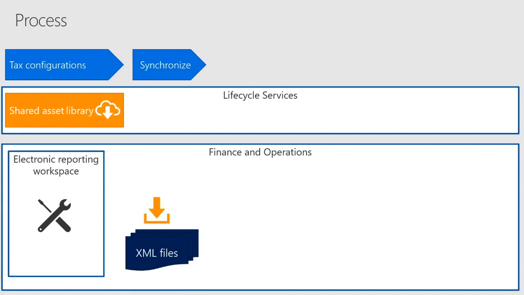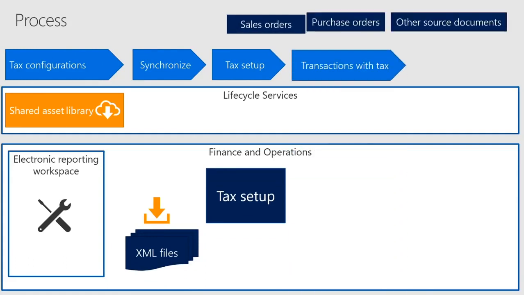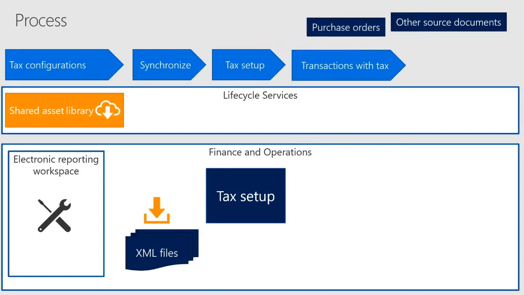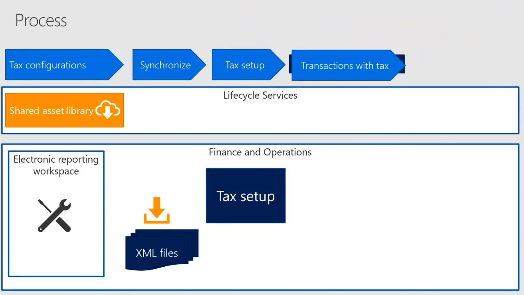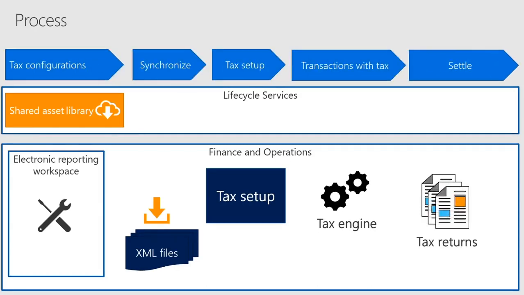On the Tax Setup page in Finance and Operations, you can set up conditions of tax applicability using your runtime data. When you create taxable documents such as sales orders, purchase orders, or other source documents, the tax engine uses your tax configuration, tax setup, and source document information to calculate and post the taxes incurred from the source document transactions. After you've posted transactions with tax, you can settle taxes and generate tax returns.